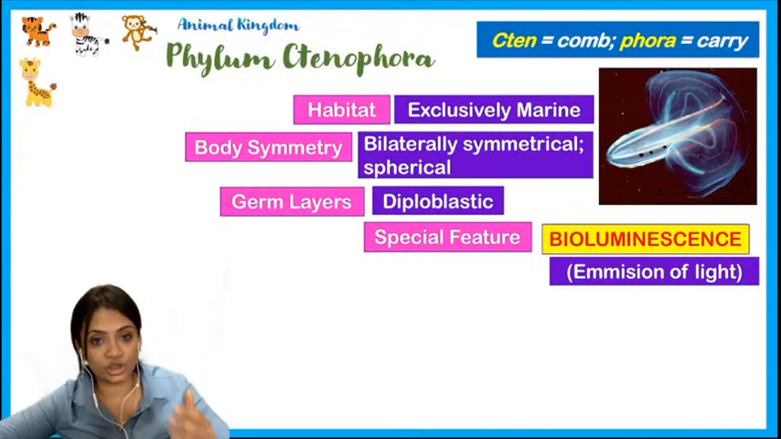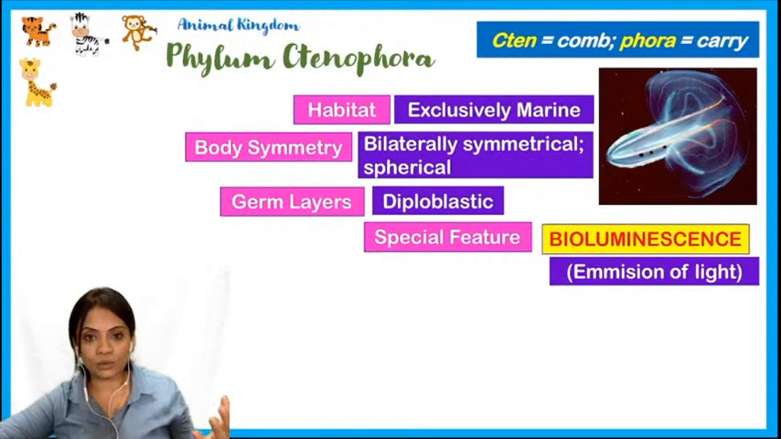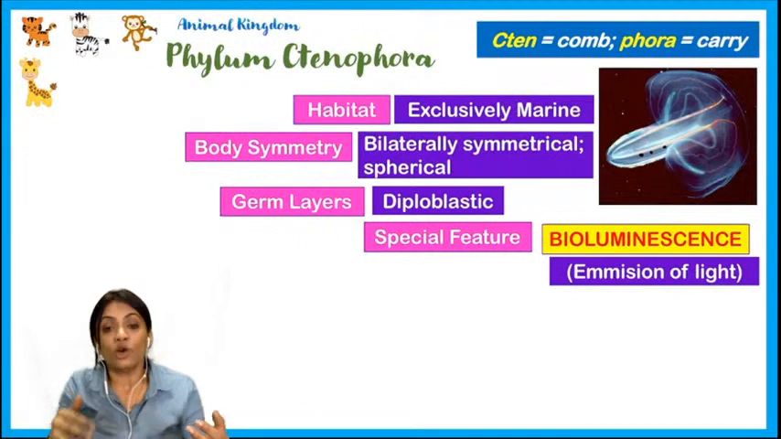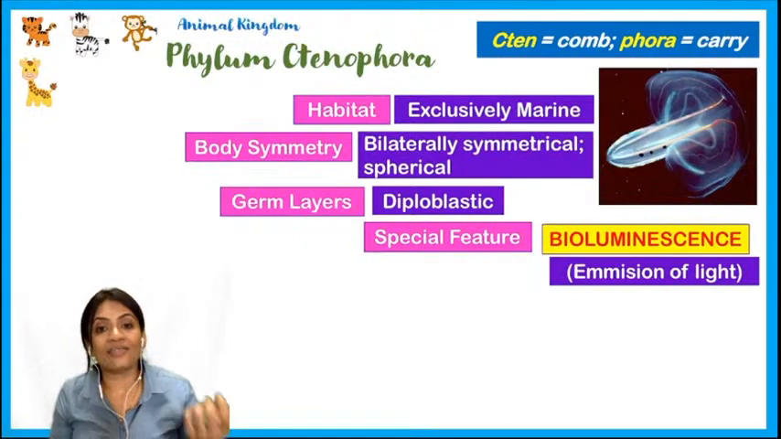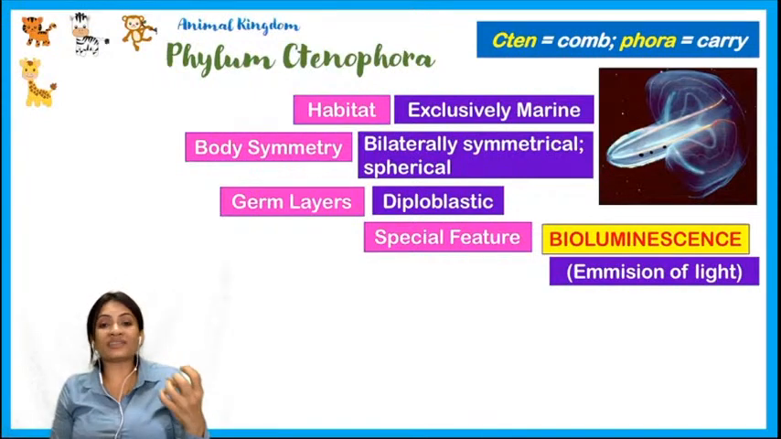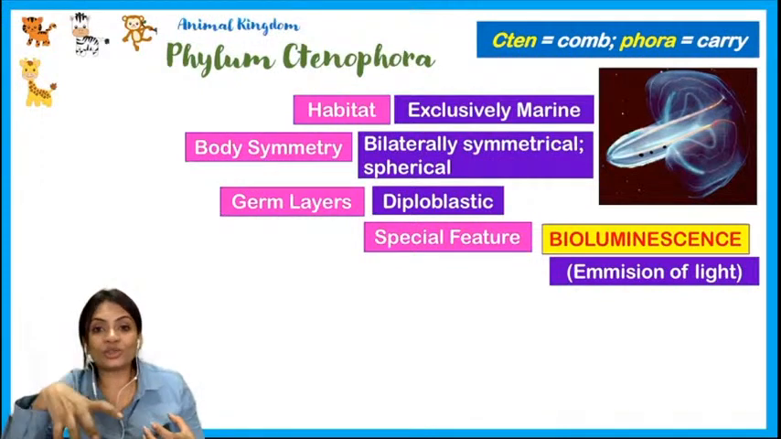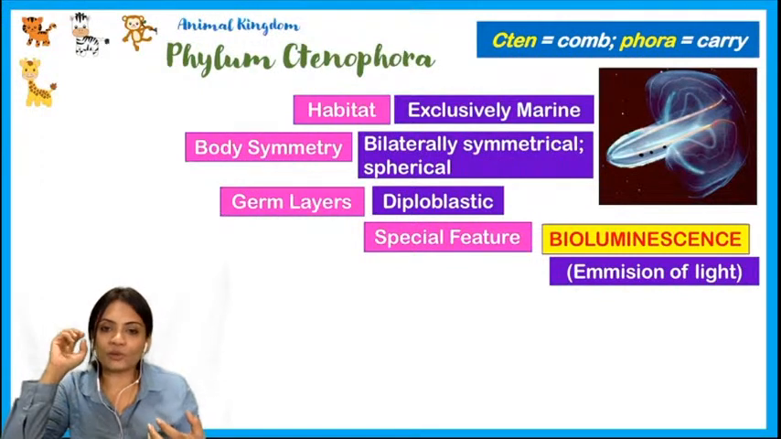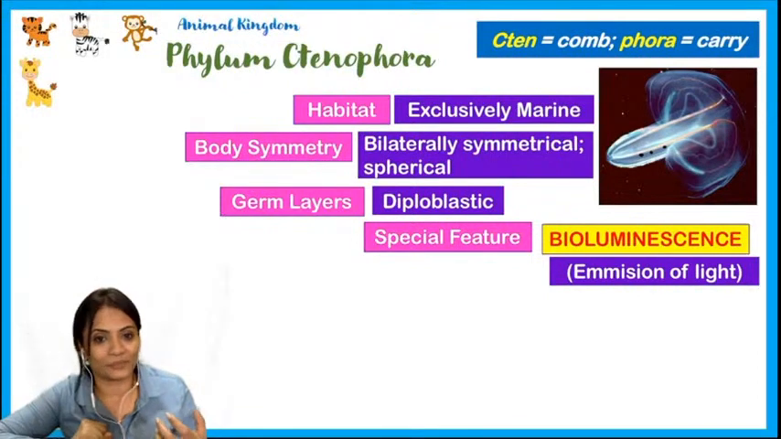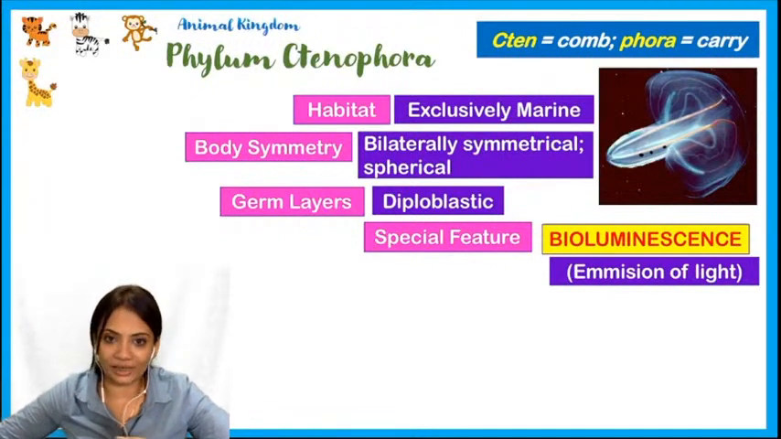So very naturally, in the course of evolution, if an animal is emitting light, then there will be a higher or more advanced animal which would want to see that light. And this emission of light from this phylum is actually going to give seed to another animal which will be more advanced than this, which is going to have some structure which will want to see light, which would be nothing but a structure similar to an eye. All right, so this is a special feature, that is bioluminescence, which is seen in the phylum Ctenophora.